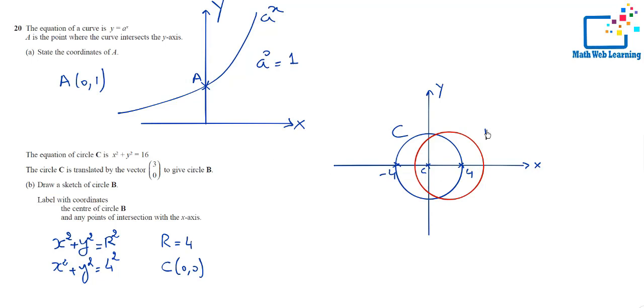Okay, now this point here has moved to its new position, which is 4 plus 3 is 7. This point here has moved to a new position, which is this one here, which is minus 1. And the center has also moved to a new position, which is 3. Okay, these are the intersections they want us to write down on the x-axis.